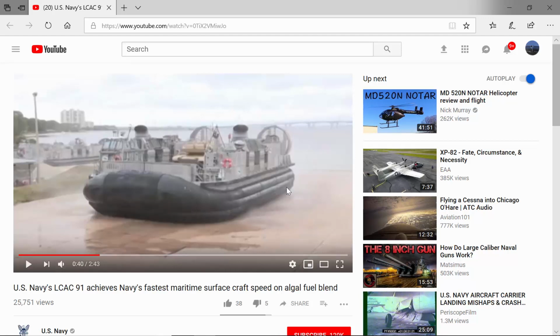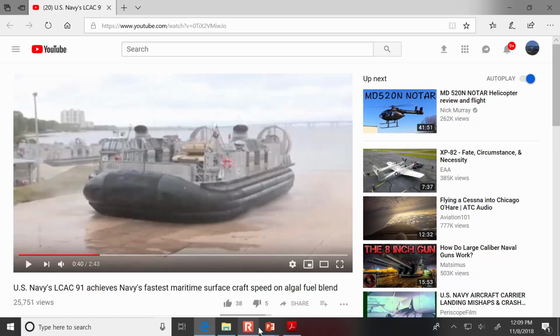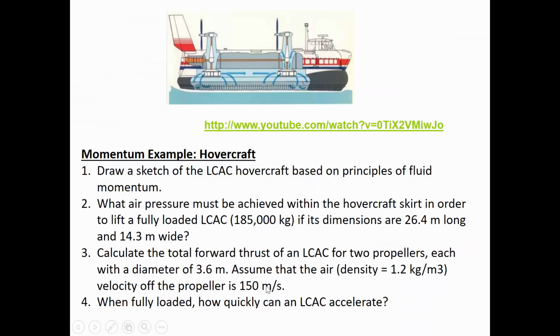And so how is it floating on a cushion of air? Well, they have to have an increased pressure on the underside of that LCAC. So let's do a quick set of calculations here. And let me give you this handout.